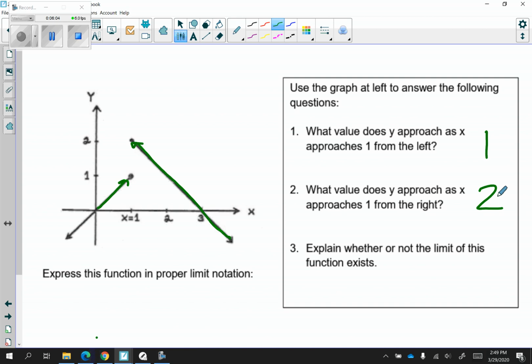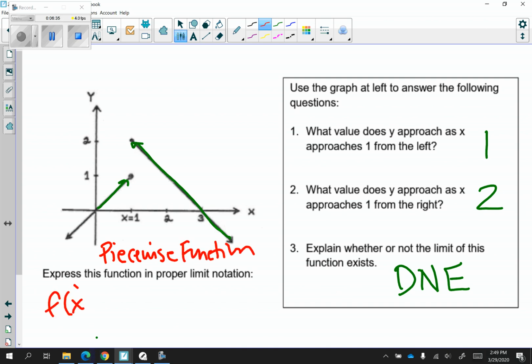Explain whether or not the limit of this function exists. Now, 1 and 2, are those the same values? No, so therefore the limit does not exist. That value would have to be the same for both the left-hand side and the right-hand side in order for the limit to exist. Next, it says express this function in proper limit notation. Notice that these are two separate functions, so this would be a piecewise function.